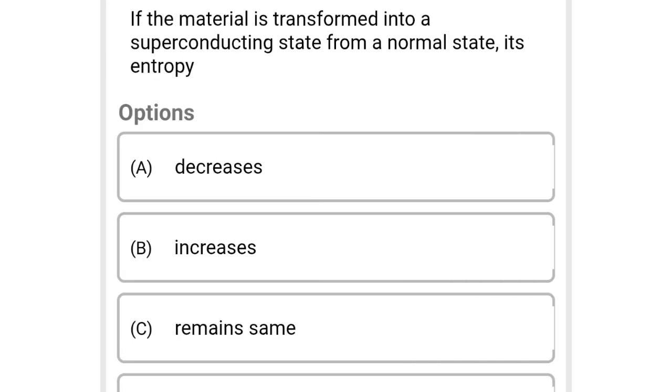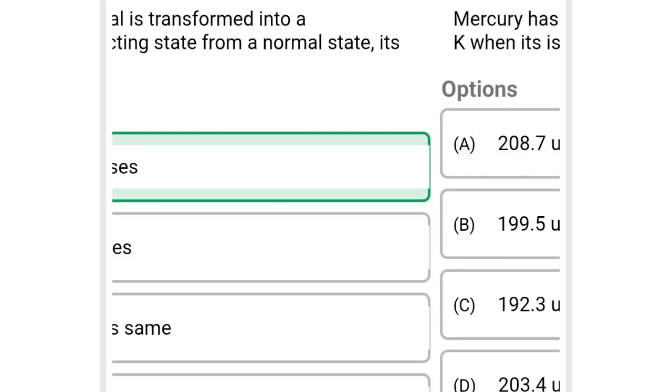Next question. If the material is transformed into a superconducting state from the normal state, its entropy: option A decreases, option B increases, option C remains same, option D shows abrupt change. The correct answer is option A decreases.